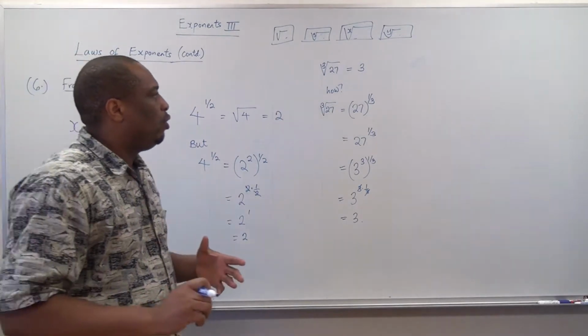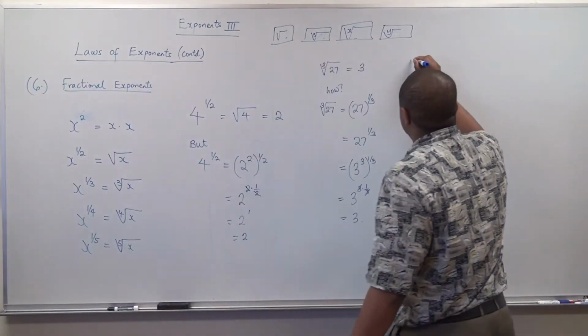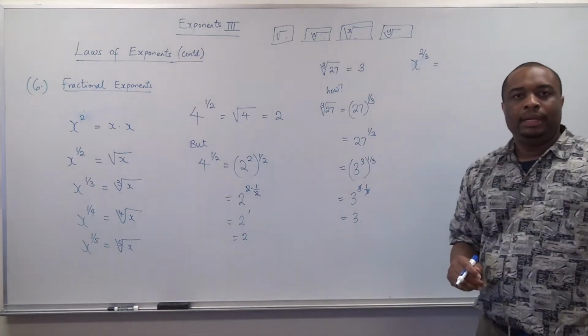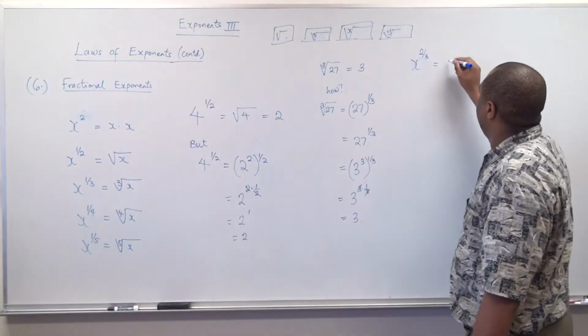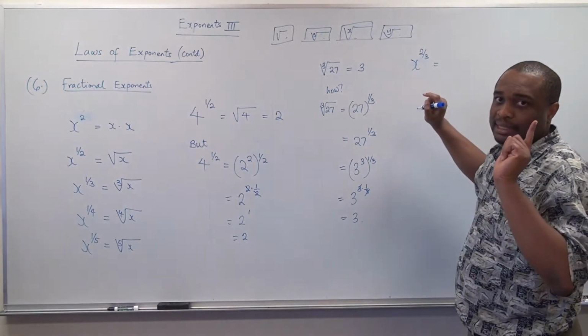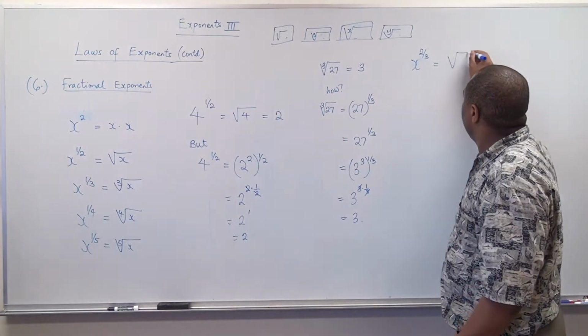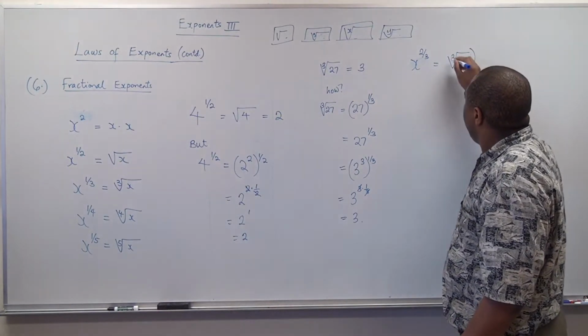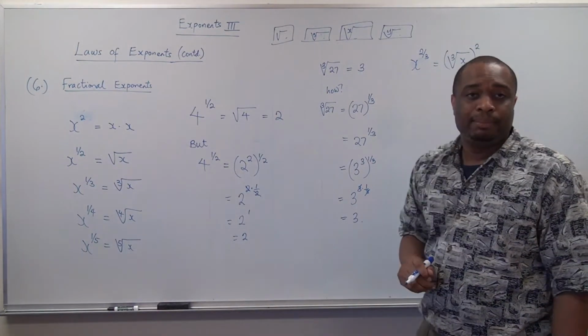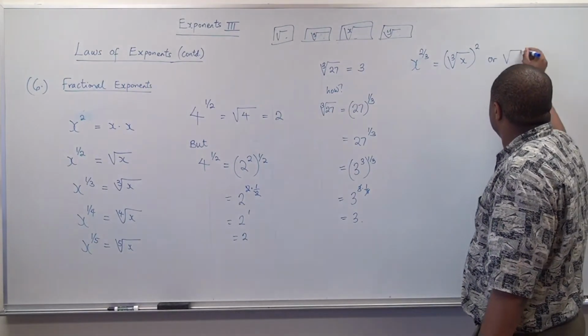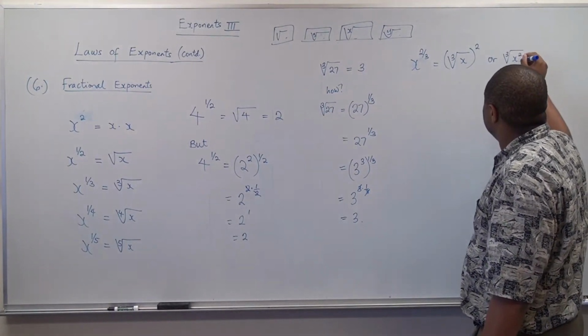Now, what if we have x raised to power 2 over 3? Remember, this is like 2 times 1 over 3, which is 2 over 3. This means the cube root of x all raised to power 2. That is what it means. Or you can have it like this: cube root of x squared. It is still the same thing.